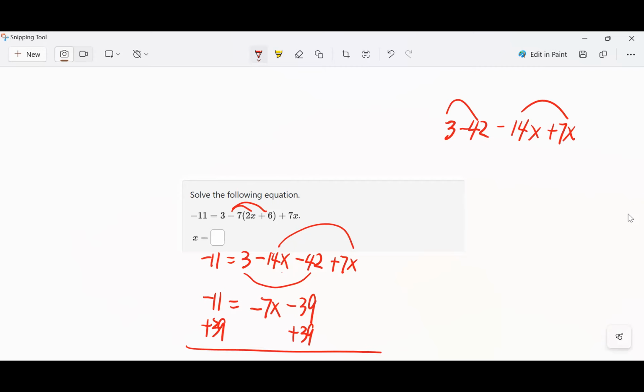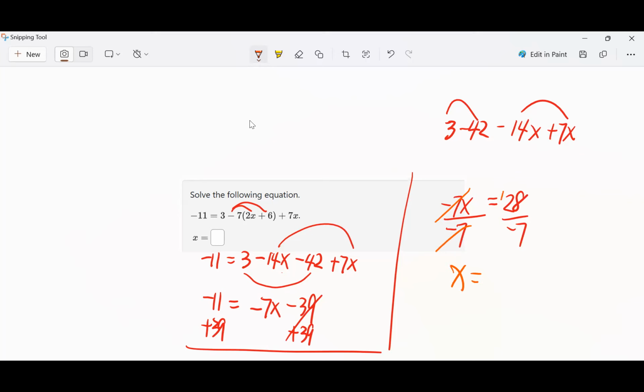Cancel that 39, and on the other side 39 minus 11 is 28. From there, we divide both sides of the equation by -7. So we cancel -7, and x is by itself. Is it plus or minus? It's minus. 28 divided by 7 is 4. So the answer is -4.